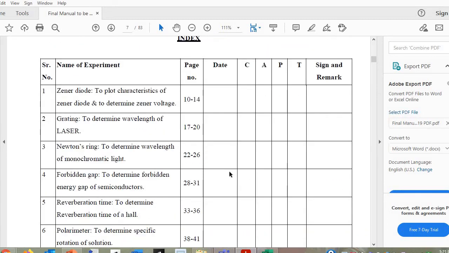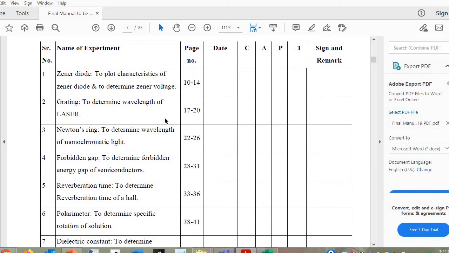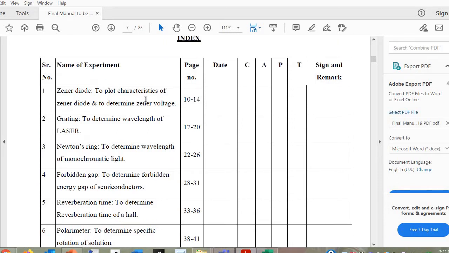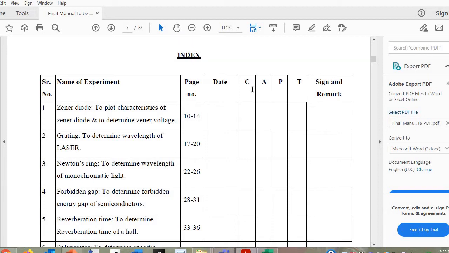Okay. So, the index page. This is important. If you visit the institute in person, then you have to check this particular index page, and whatever marks will be allotted are on the index page itself. Okay, so for Zener diode characteristics, suppose you have performed a particular practical, then how many marks can you get?